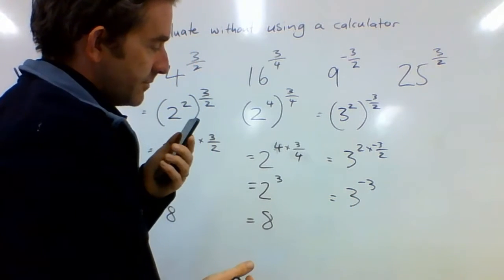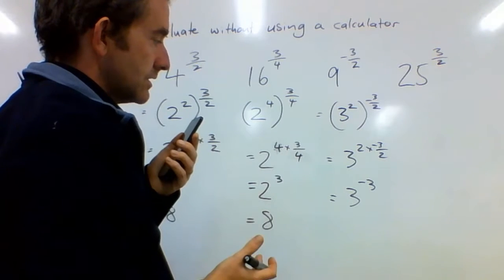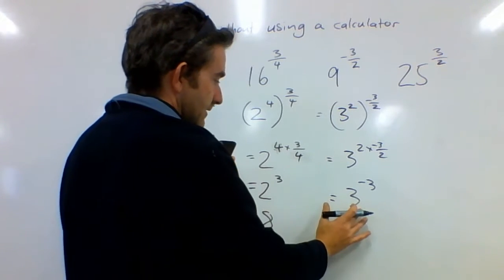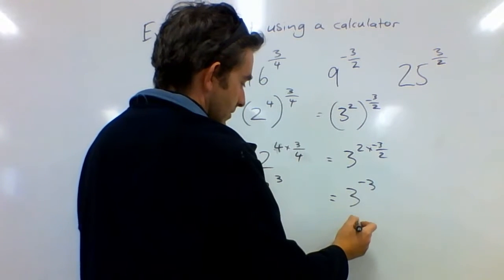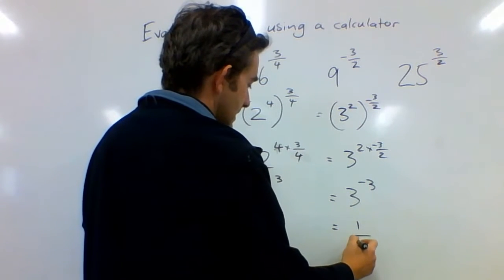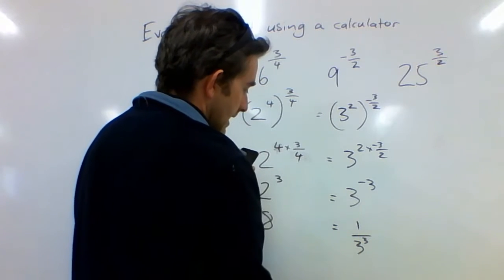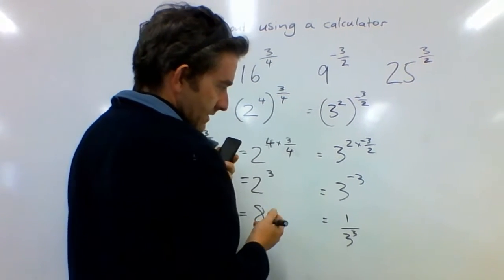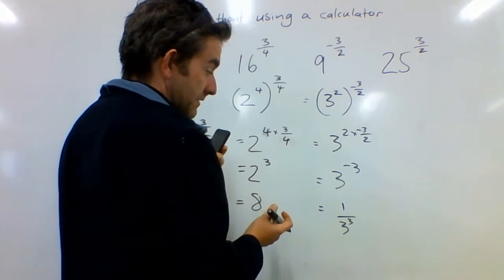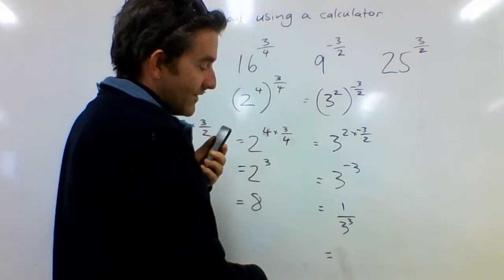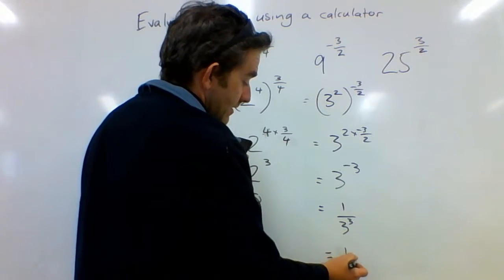What do I do with a negative power? Well, you should know that a negative power means I need to make this into a fraction. It's going to have the 3 to the power of 3 on the bottom. So that's 1 over 3 cubed. And if you don't know that, maybe it's time you should go and review what the rule is for negative powers. So anyway, 1 over 3 to the power of 3 is 1 over 27.